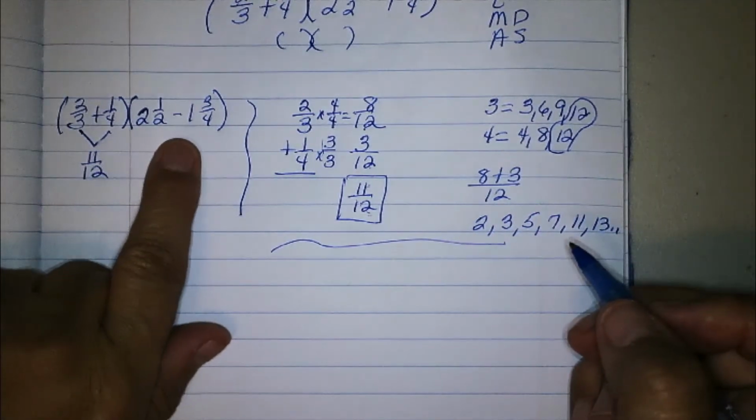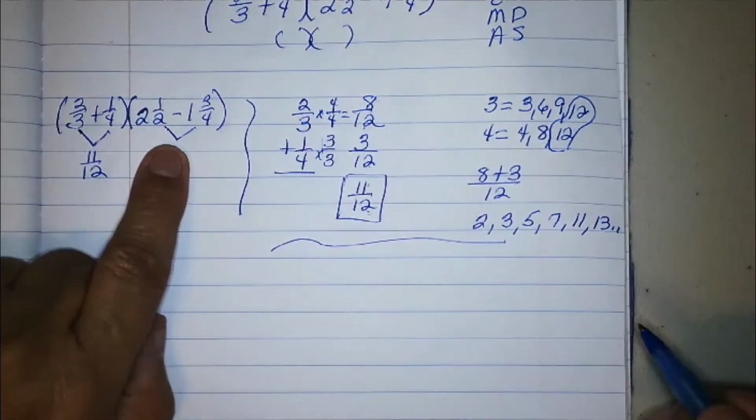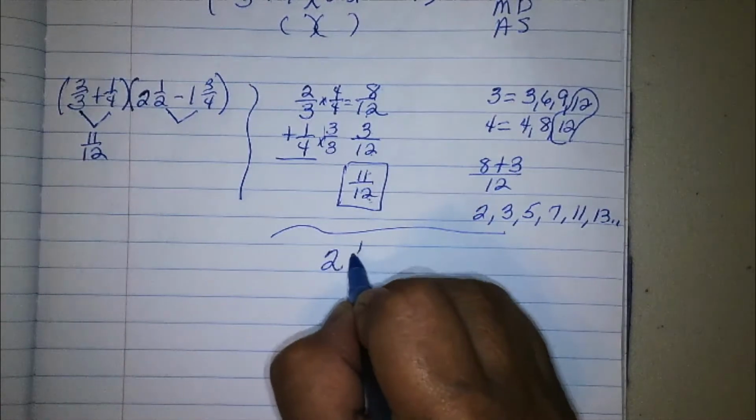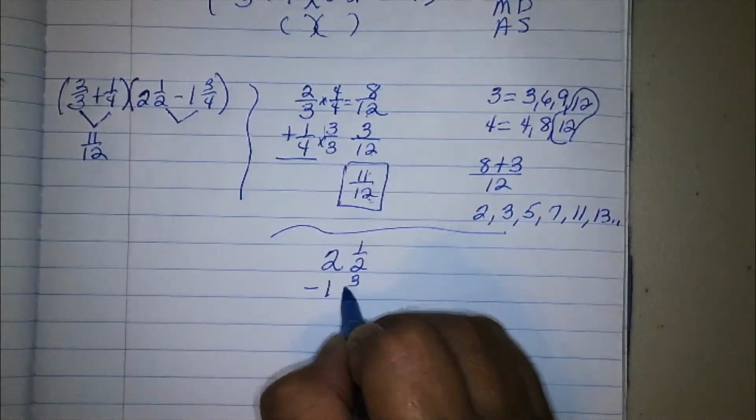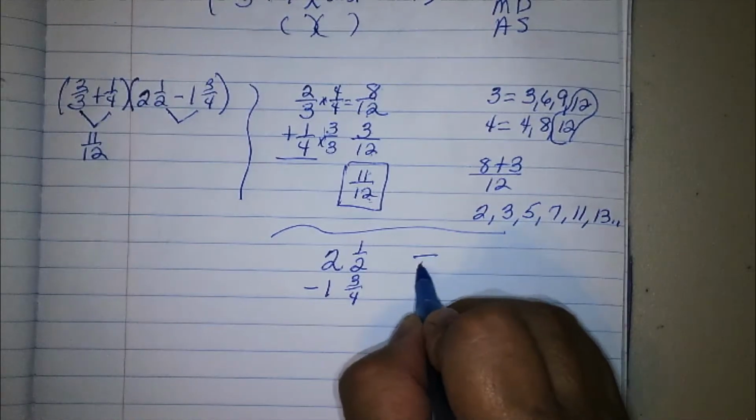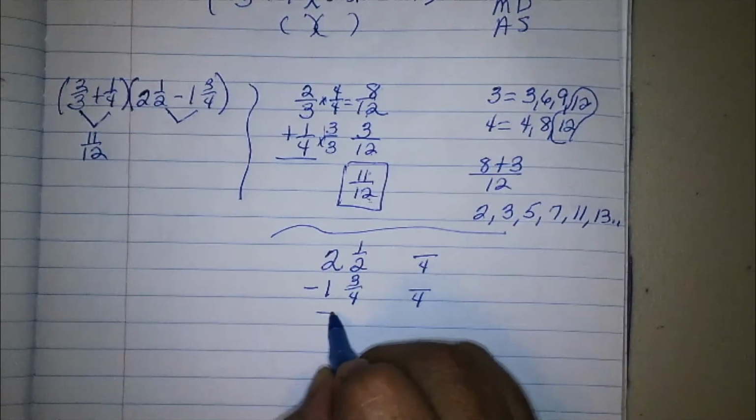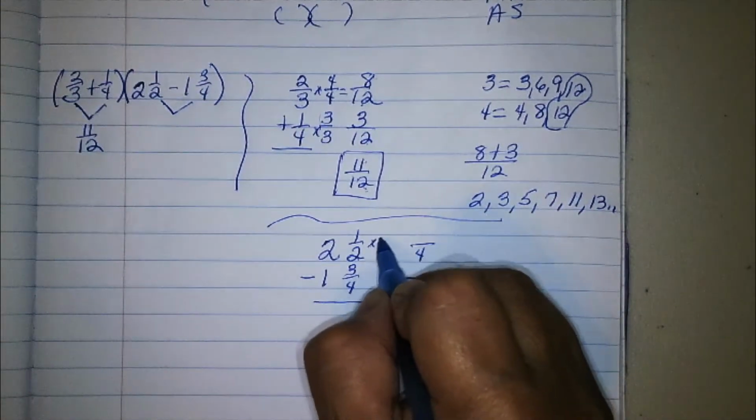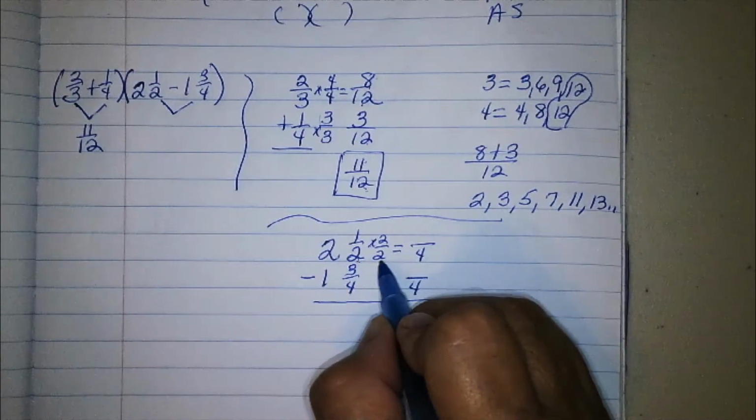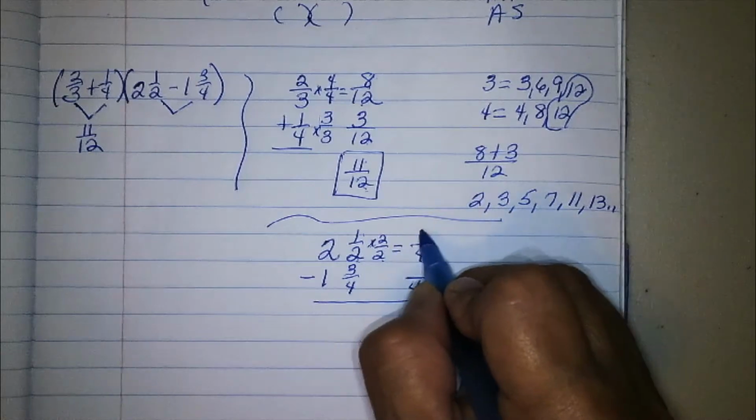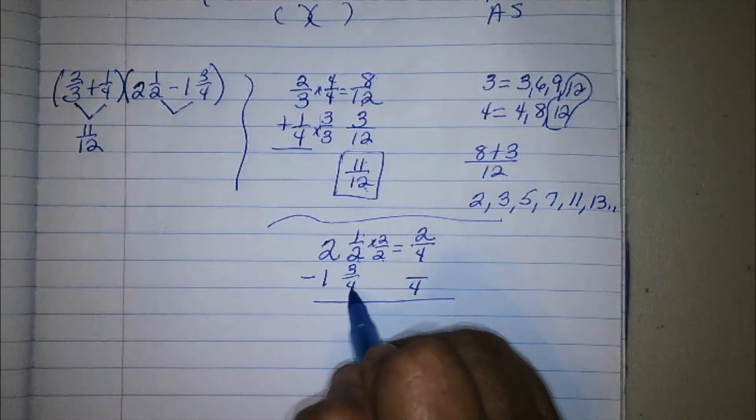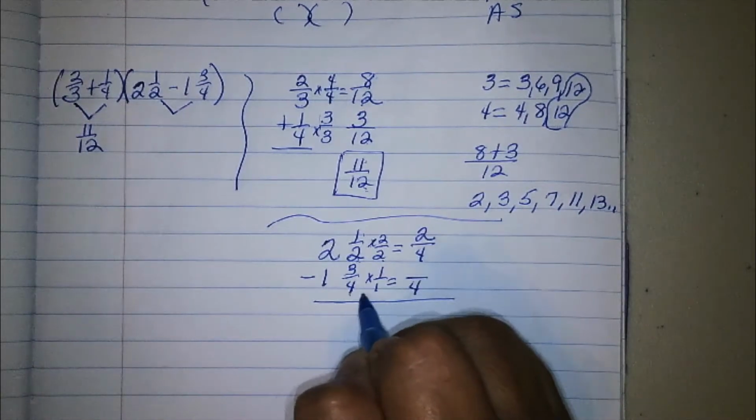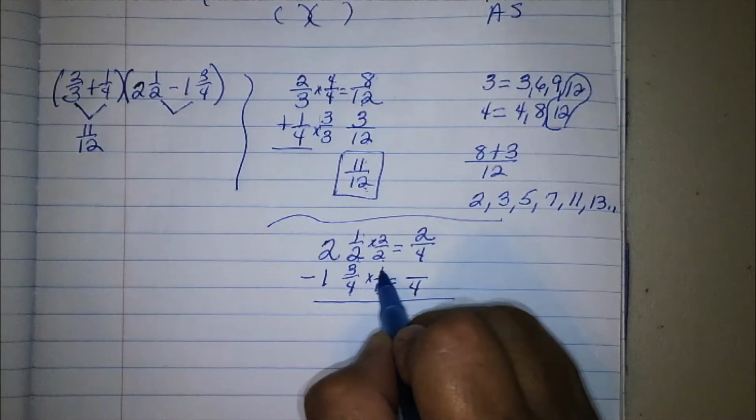Let's continue, and now we're going to subtract the parentheses on the right. So here I have 2 1/2 minus 1 3/4. Common denominator is 4. So 2 goes into 4 2 times. 2 times 2 is 4. 1 times 2 is 2. Here I have a 4 and a 4, so we're simply going to put 1. 4 times 1 is 4. 3 times 1 is 3.